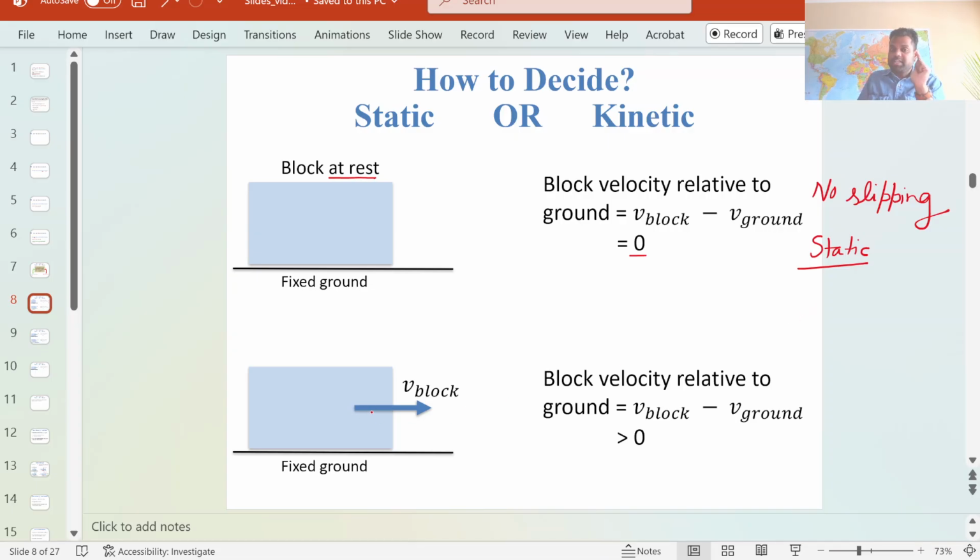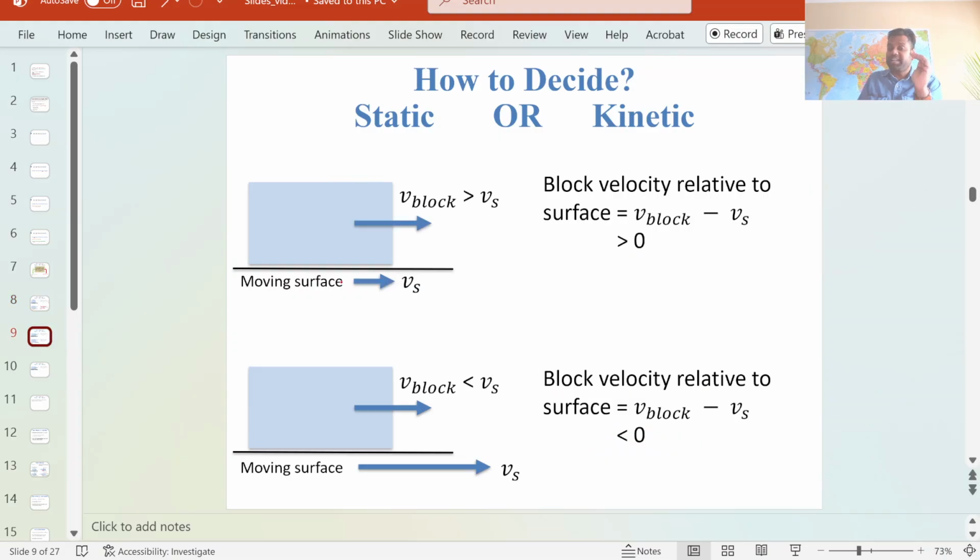In the second example, the block is moving to the right with speed v block, as you see in the figure. So the relative velocity of the block with respect to the ground is to the right, right? So this is not equal to 0. That means there is slipping, and if there is slipping, the friction will be kinetic. So no slipping, static, and if there is slipping, kinetic.